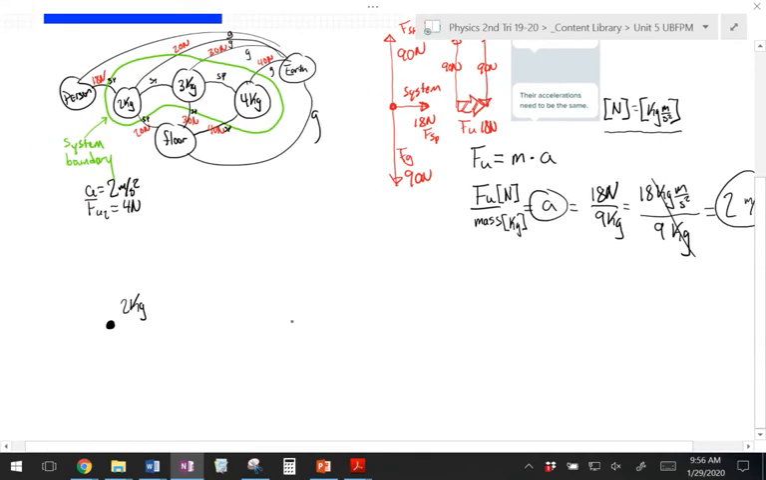The 3 kilogram box. What's its acceleration? 2 meters per second squared. It's part of the system. What is the FU experienced by the 3? If it's 3 kilograms of mass and it's got a 2 meter per second squared acceleration. Or 6 newtons.